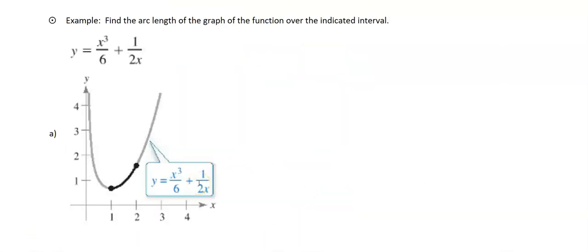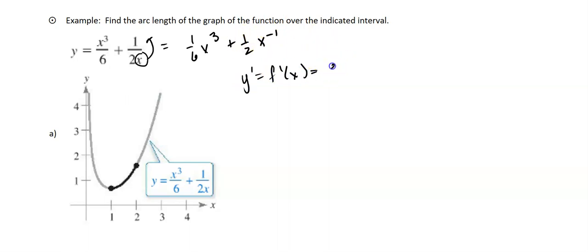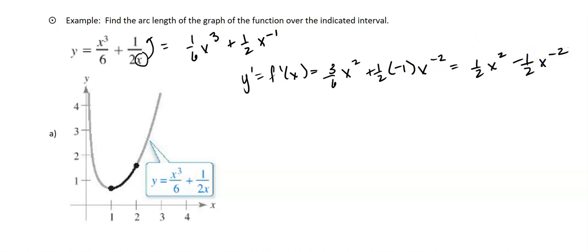So let's look at an example. I have y equals x cubed over 6 plus 1 over 2x, and I'm going to write this as 1/6 x cubed plus 1/2 x to the negative 1 power, just bringing this up in the numerator because that makes it a little bit easier to work with. So for this one, I know I'm going to need f prime of x, or y prime, which is the same thing here. So that's going to be, bring down the 3, 3/6 x squared plus 1/2 times negative 1 x to the negative 2, or 1/2 x squared minus 1/2 x to the negative 2 power.